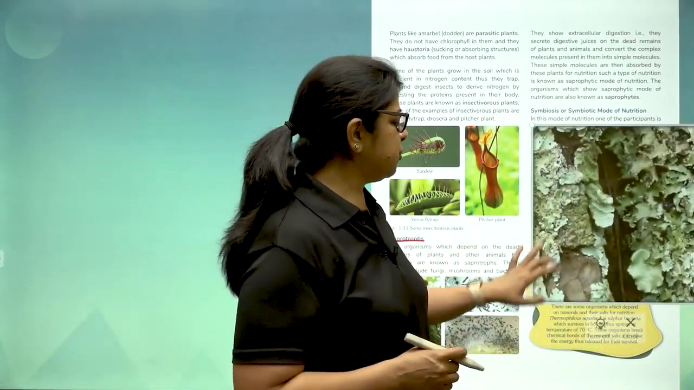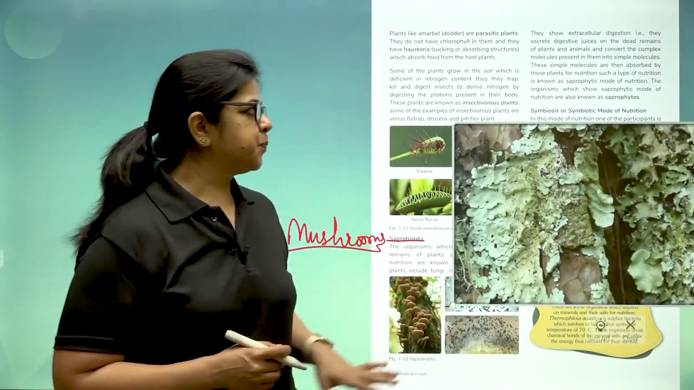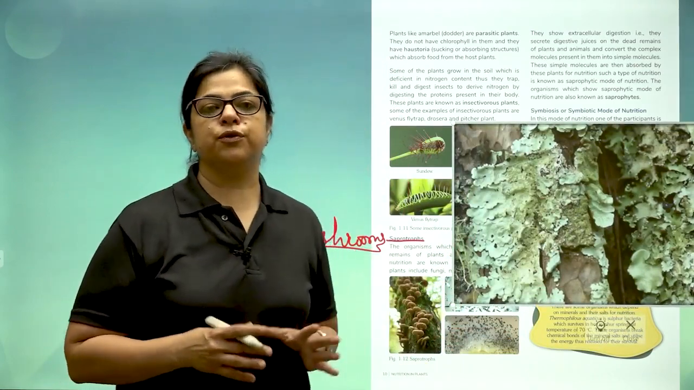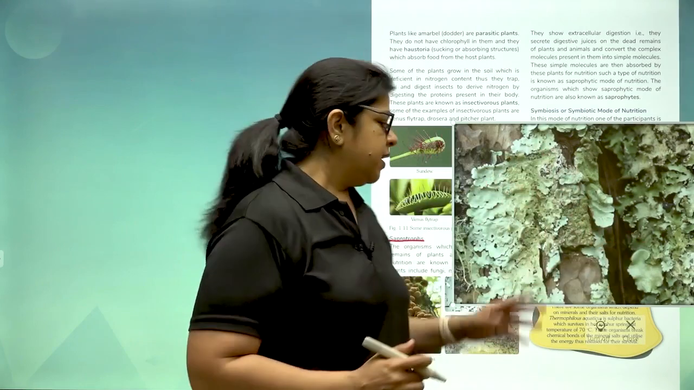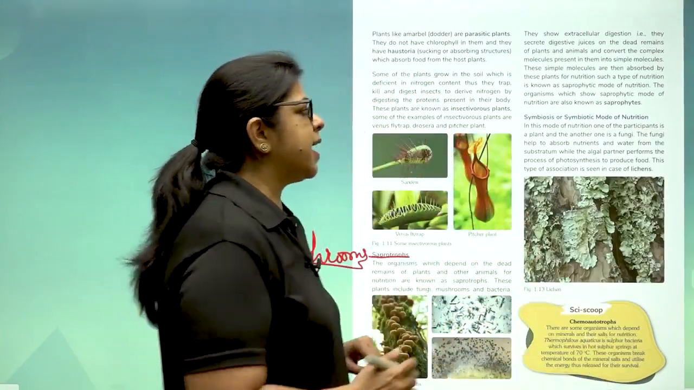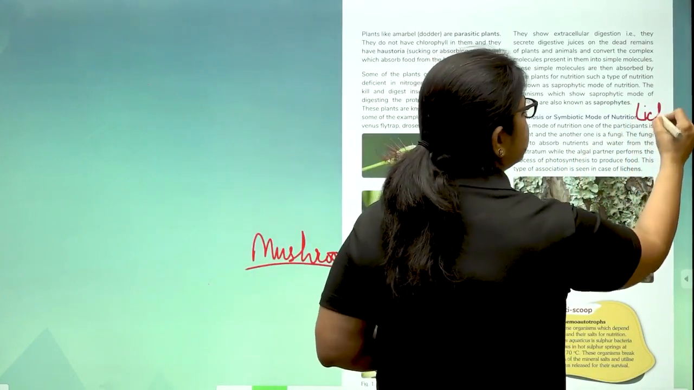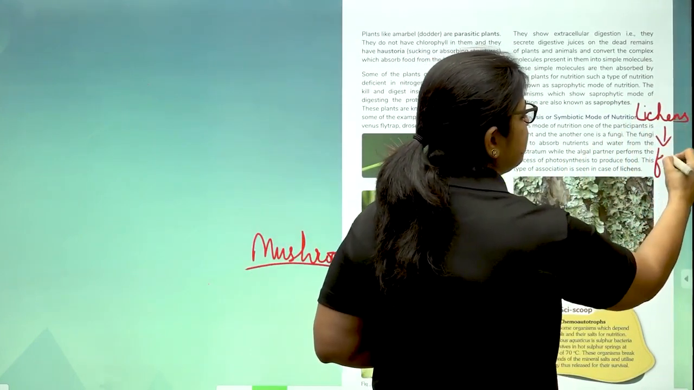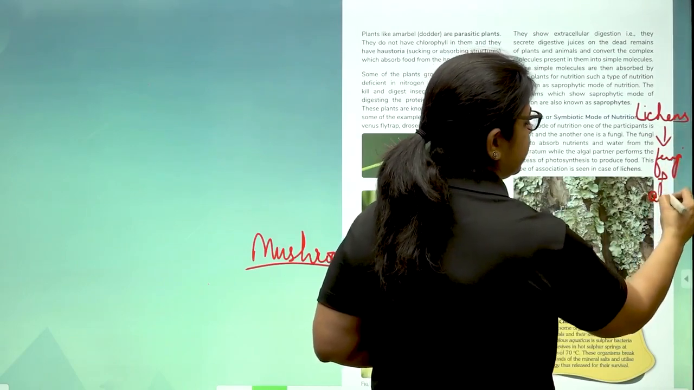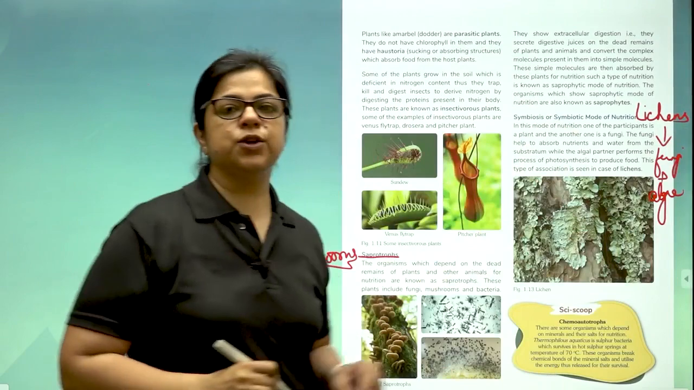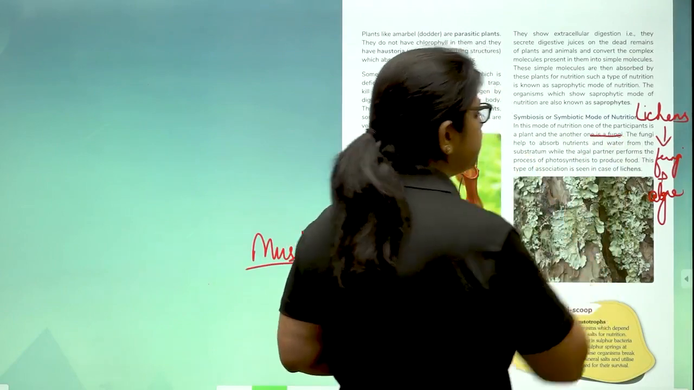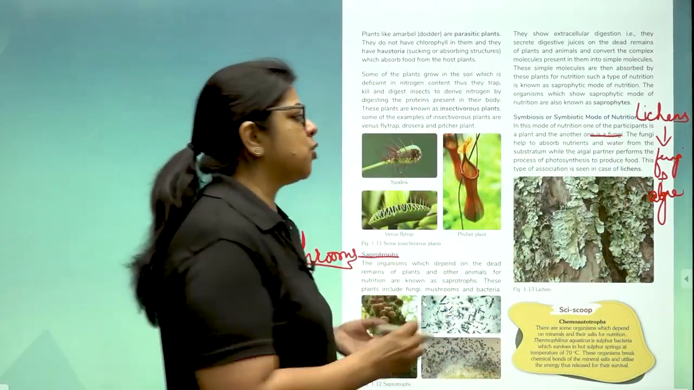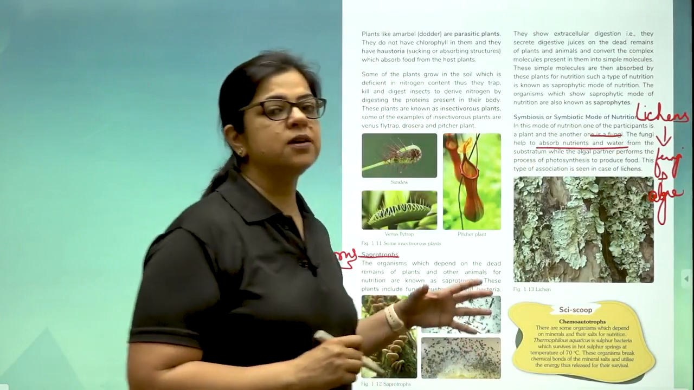There is another mode of nutrition by the name symbiosis. Now, symbiosis or symbiotic mode of nutrition is where two organisms are living together. One is doing one job, the other is doing another job. Now, the example taken in this picture is that of lichens. What are lichens? Lichens are a combination of fungi and algae. What do algae do? Algae traps the sunlight and prepares food. And what does fungi do? Fungi in this case absorbs water and nutrients from the soil.